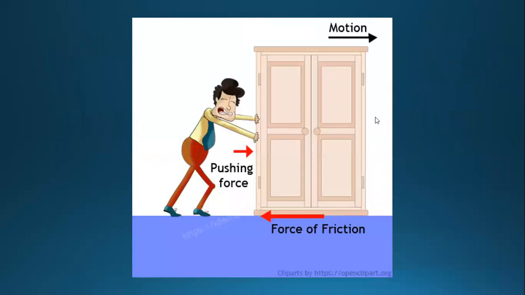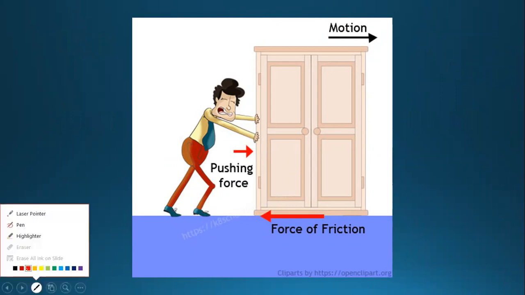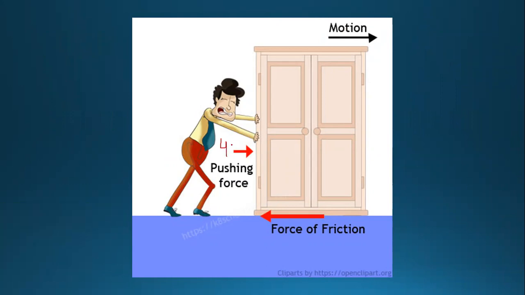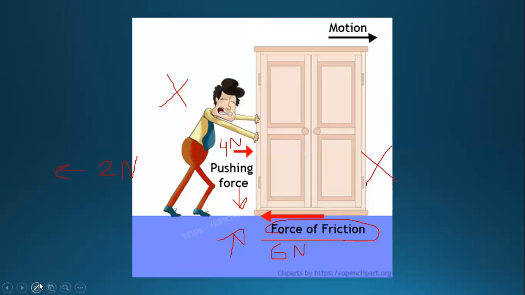Here we have another person pushing a cupboard. So pushing force, let's say यहाँ पे जो है, मैं यहाँ पे draw कर देता हूँ. Let's say the pushing force in this case is 4 Newton and the force of friction is 6 Newton. The cupboard will move or would it not move? It would not move. Why? Because the force of friction is greater than the pushing force. Pushing force आपकी less है. The person would not be able to move the cupboard क्योंकि आपका जो overall resultant force is that is 2 Newton towards the left. आपके पास pushing force is lesser.